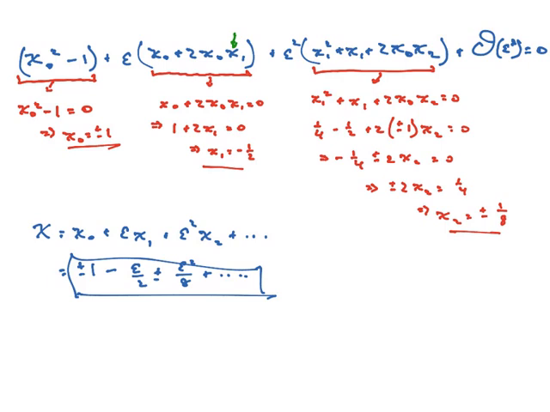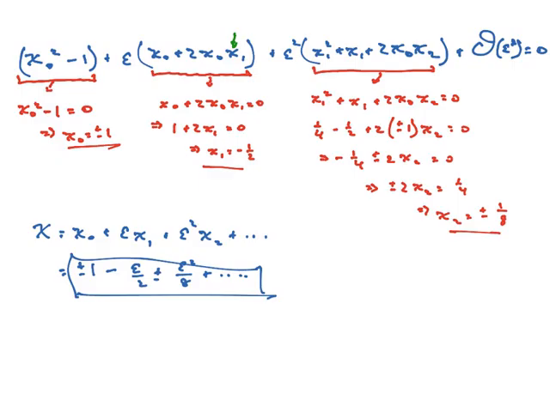You then collect all these x naughts, x1s, x2s multiplied by the powers of epsilon as you made the assumption originally. And that'll be your numerical solution. That'll be your approximated solution. And then how do you know how many terms you should keep?